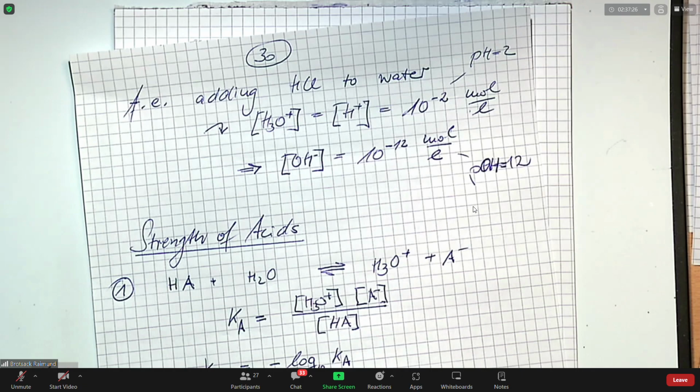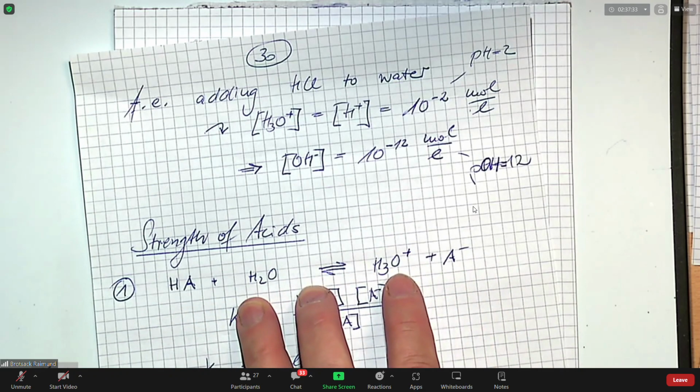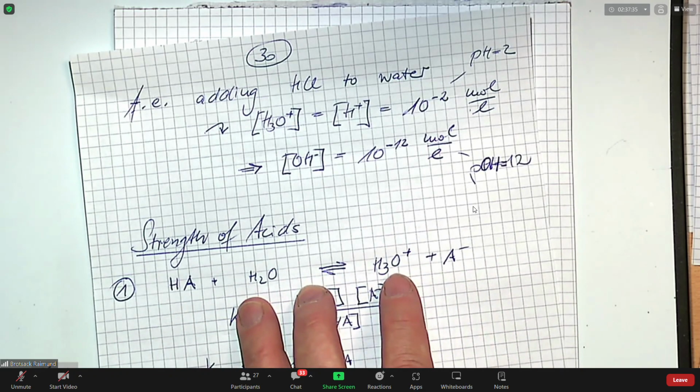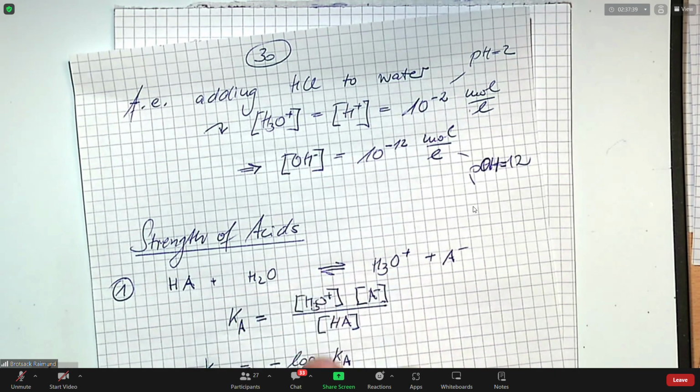For a weak acid, we can't say that because it's not totally on the right. It's something in between, and we are not sure about it. So it's a little bit more difficult to calculate the pH of a weak acid. And that's what we'd like to do in the next step.